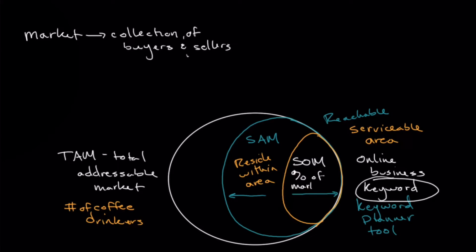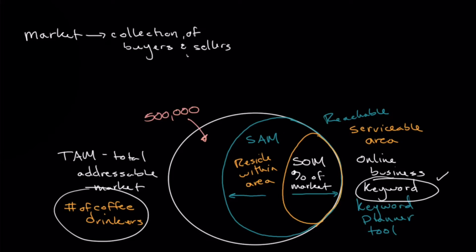So realistically, what percentage of maybe it's internet traffic that is searching for a particular keyword do you think that we can possibly attract? What percentage of people that reside within our serviceable area that are coffee drinkers do you think we can get to come into our coffee shop? And so notice that the market is getting smaller and smaller and smaller. So in a specific area, you might say that the total addressable market, the number of coffee drinkers within an area, let's say hypothetically represents 500,000 people.